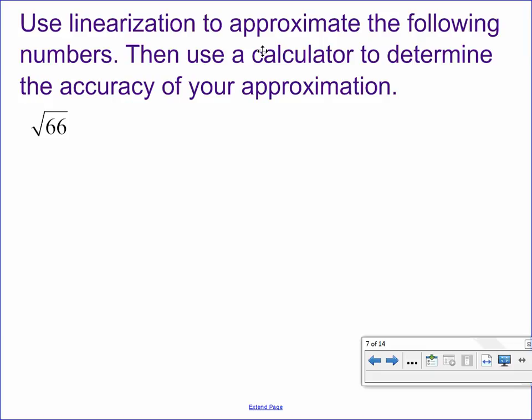All right, so let's approximate the square root of 66. First thing we need to do is pick a function that we can use to approximate that. And so which function would be good? Well, I think the square root function would be the function to use. And now we need to pick a place where we're going to generate that linearization. So we need to write an equation of a tangent line at a particular place on my function. So let's use f of x equals square root of x. Let's do the linearization at x equals, well, is there a convenient x value nearby that we know?